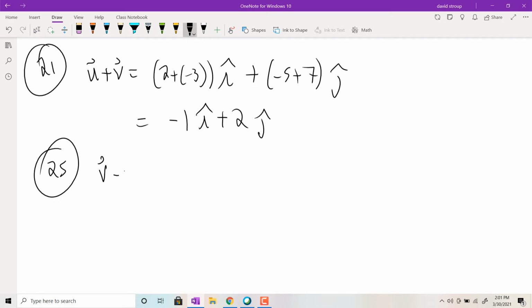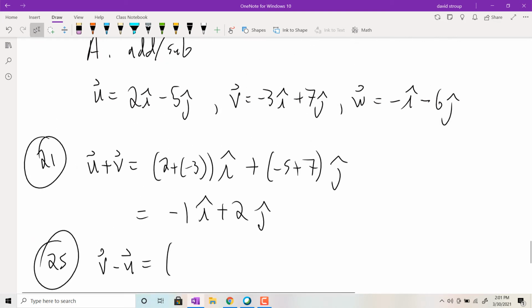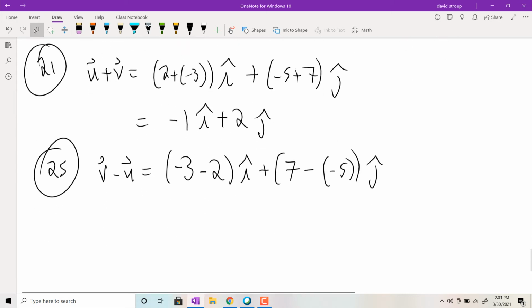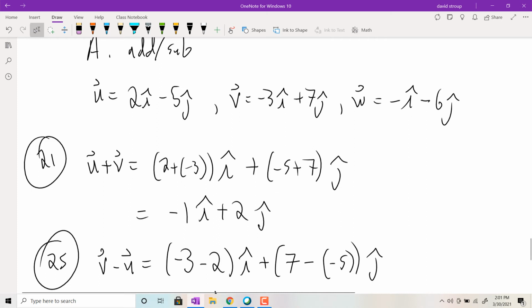Let's look at v minus u. So for v, the first component, negative 3, minus the u component, which is 2, that'll be i. And then plus the j component of v, 7, minus the j component of u, which is negative 5, j. And it's really just that easy. It's just too good to be true. Negative 5i plus 12j. Did I go minus? Yeah, I minus them, right? So it was negative 3.